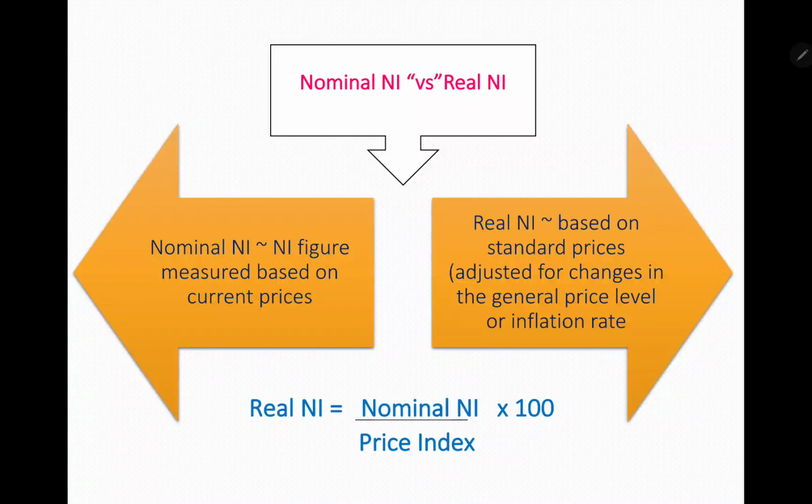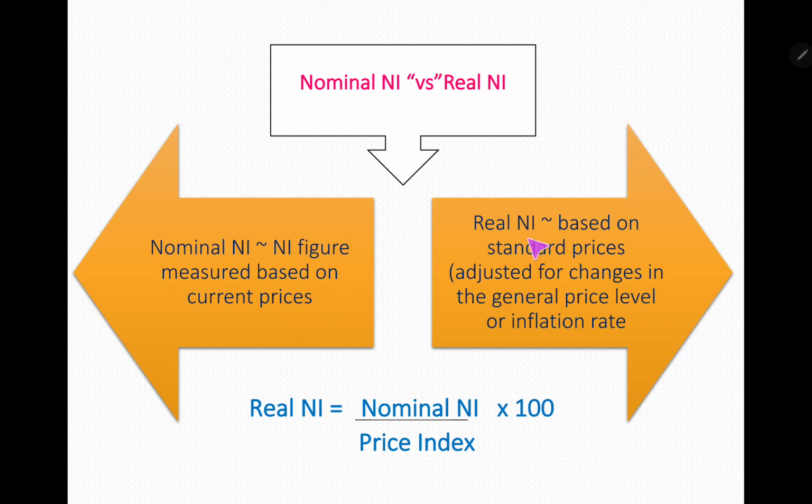Okay, next we move to the concept of nominal and real national income. So what is nominal national income? Nominal national income refers to the national income that we calculate for that particular year based on the current price. So nominal national income refers to the national income figure based on the current price. The one you calculated earlier based on the question, that is nominal national income.